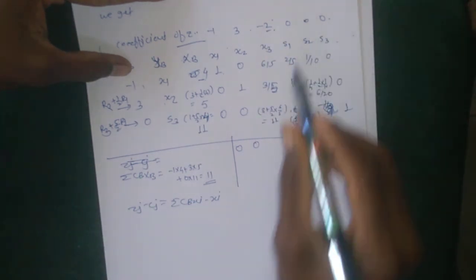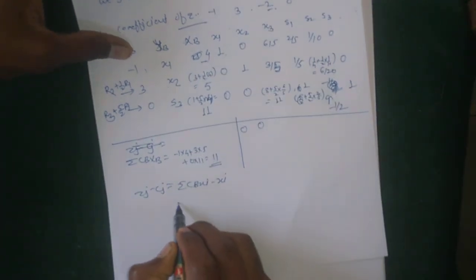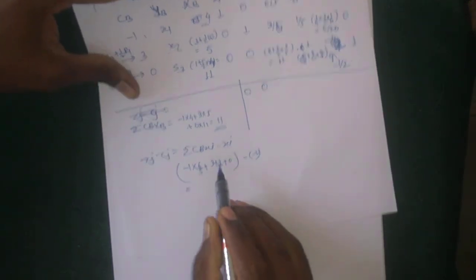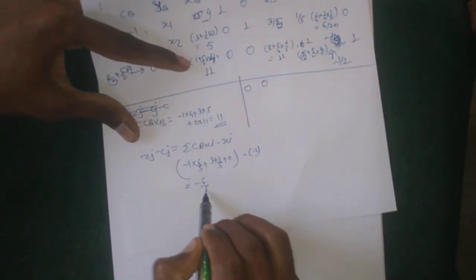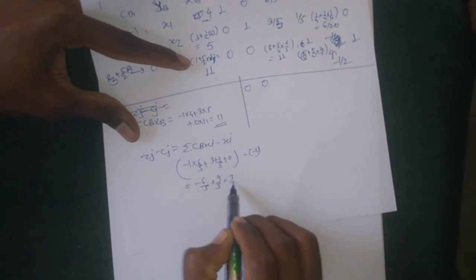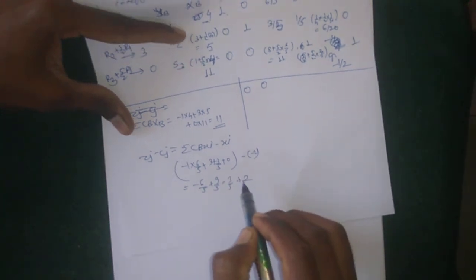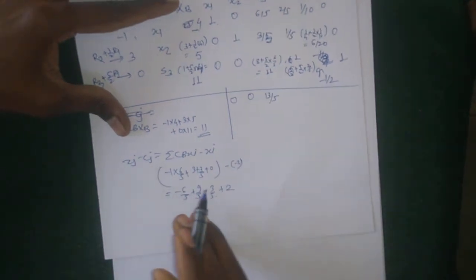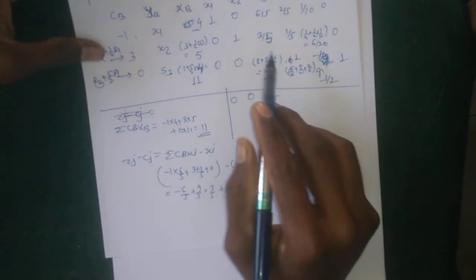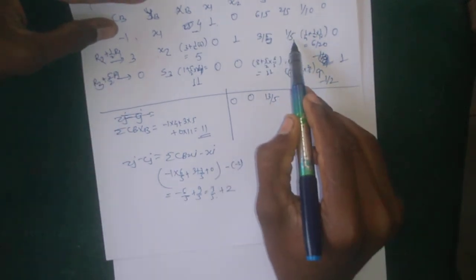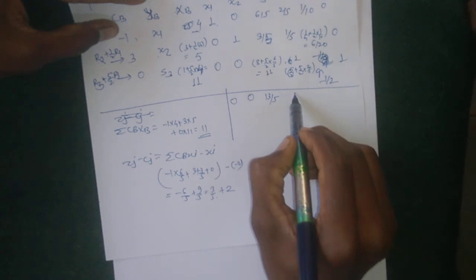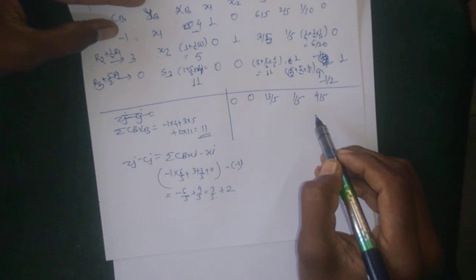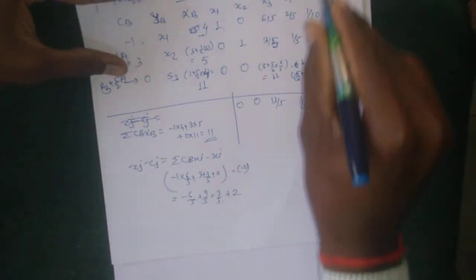This is minus 1 into 6 by 5 plus minus 2, we get minus 6 by 5 plus 9 by 5, we get 3 by 5 plus 2, 10 plus 3, 13 by 5. Similarly here, minus 2 by 5 plus 3 by 5, we get 1 by 5. Then next is 4 by 5 for the S2 column, and lastly 0 into 0, 0.